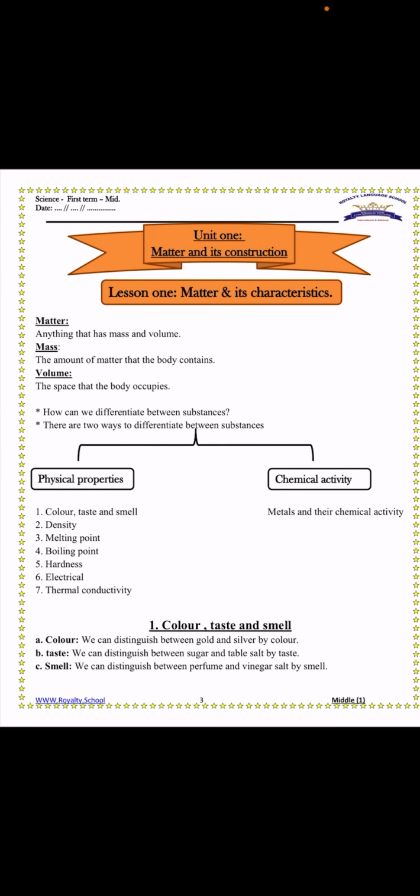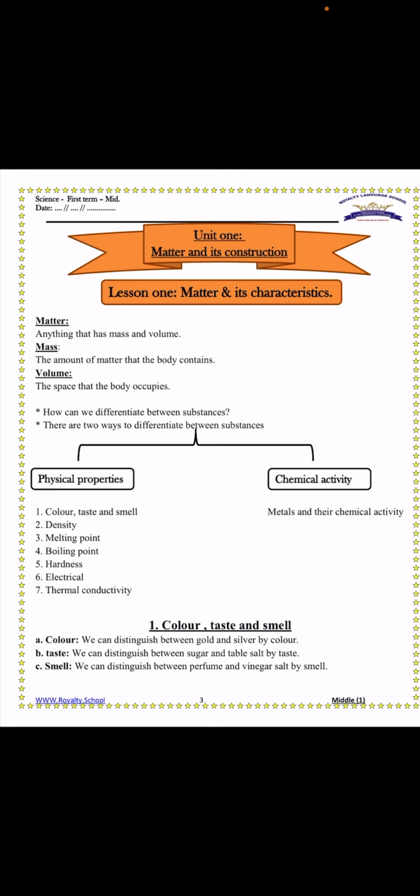Today we'll do a revision of the first part of lesson 1, unit 1, matter and its characteristics. At first, we should know the definitions of matter, mass, and volume. Matter is anything around us that has mass and volume. Mass is the amount of matter that the body contains. Volume is the space occupied by an object.